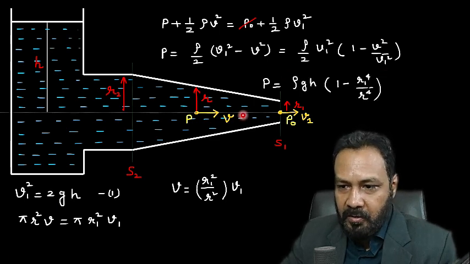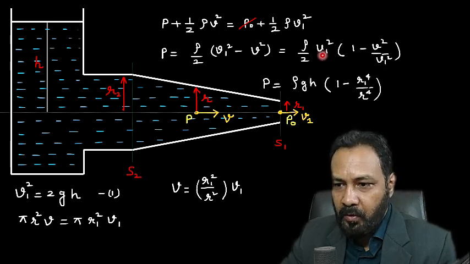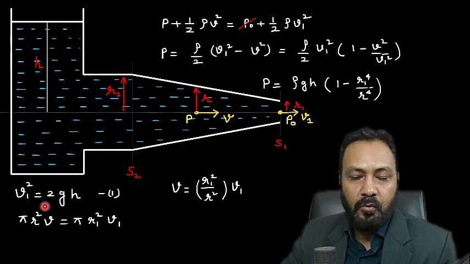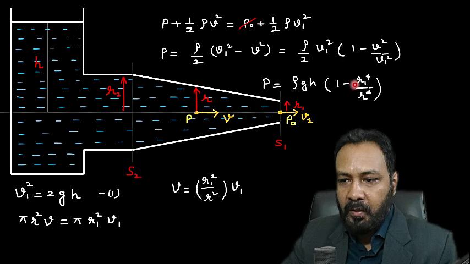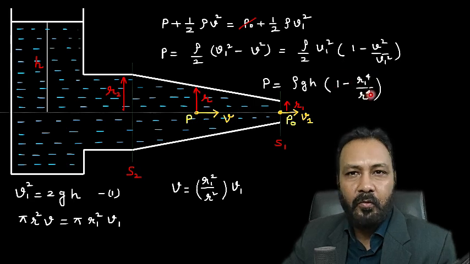So at this general section the pressure would be, and one more thing, this v1 square we will write as 2gh. So that will become rho gh (1 minus r1 power 4 by r power 4). Okay.